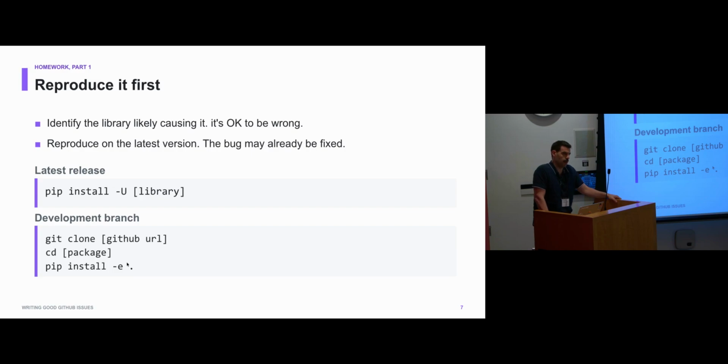Now, I say that installing in developer mode is a bit more advanced because sometimes installation is more complicated than just a simple pip install, right? So I would say try to do it this way, but if you end up having trouble with the developer branch, it's okay to move forward if all you've done is test it in the latest release. But for most of the libraries we're working with, installing it this way will work, and so that is a good thing to try.